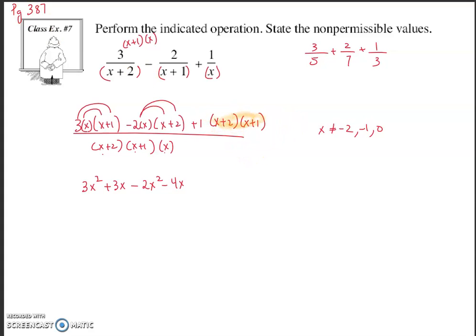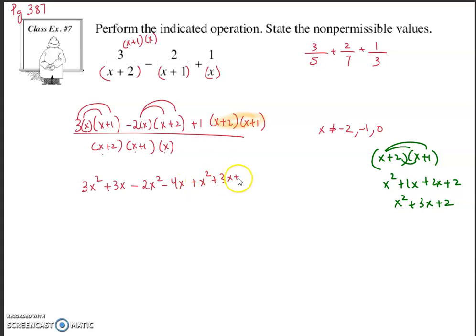This is now a binomial with binomial. So it might be okay to actually take this on the side to first work it out. And then this will end up becoming x squared plus 1x plus 2x plus 2, so x squared plus 3x plus 2. So when I bring this over here, multiplied by 1, doesn't really change anything, so it just stays as x squared plus 3x plus 2.